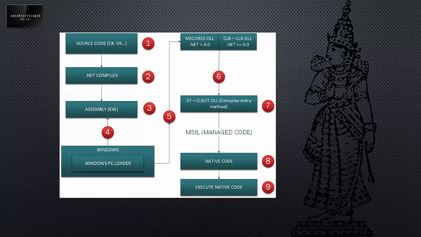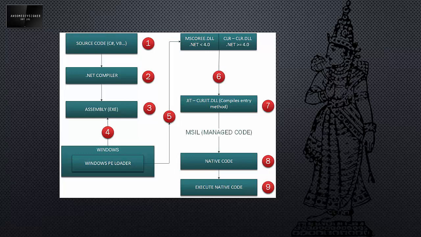You now have all the basics to understand how C# compiles source code, which you can see here in step 1, using the .NET compiler, in our case CSC.EXE, and it creates in step 3 an assembly. That can be an exe file or a DLL file, for example.